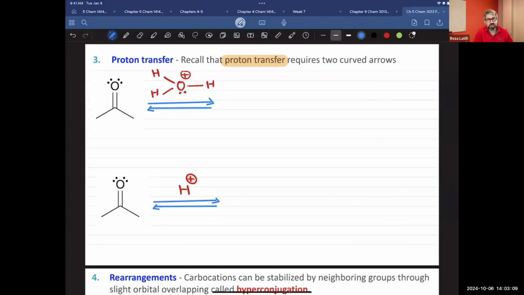Welcome back. Last lecture, I went through nucleophilic attack and also reviewed the leaving groups. Now I'm going to go through proton transfer, and we're also going to review rearrangement. We're going to start with the proton transfer.